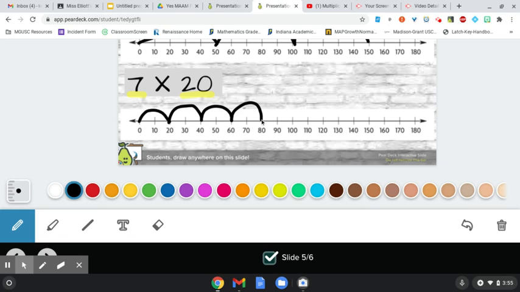If you said 80, you're correct. I'm going to skip counting by 20s until I have how many groups? If you said 7, you're correct. So I have 1, 2, 3, 4, 5, 6. And go ahead and tell me, what is 7 times 20 equal to? If you said 140, my friends, you are absolutely correct. 7 times 20 is 140.